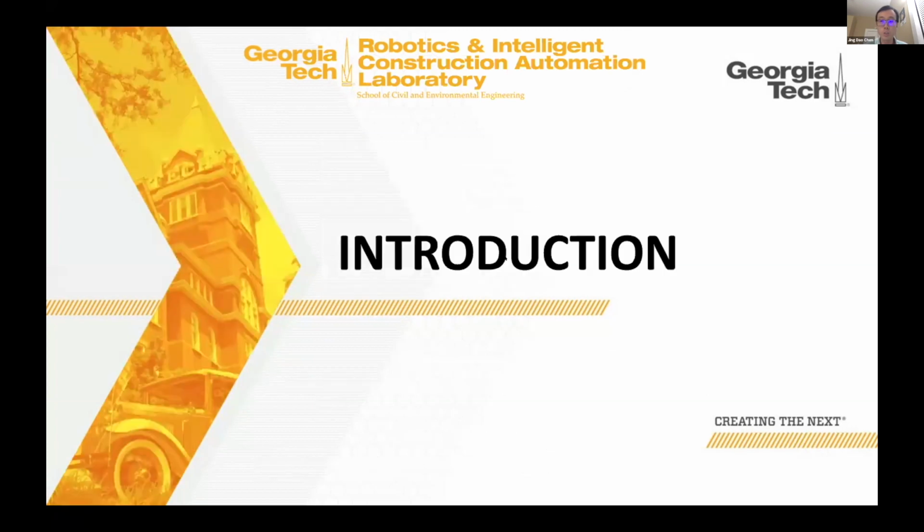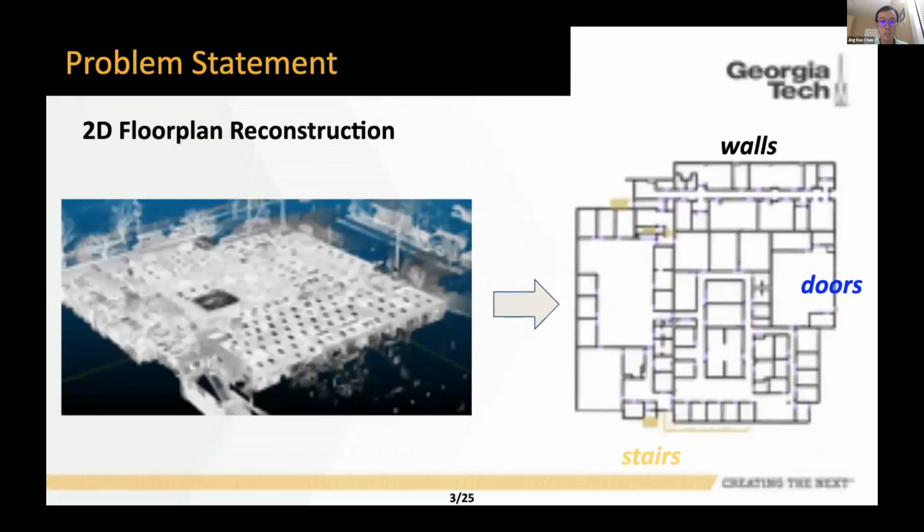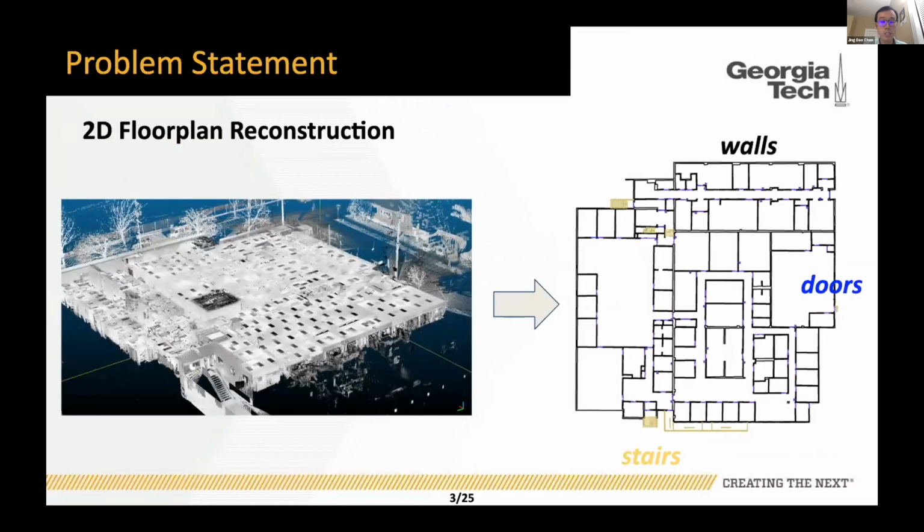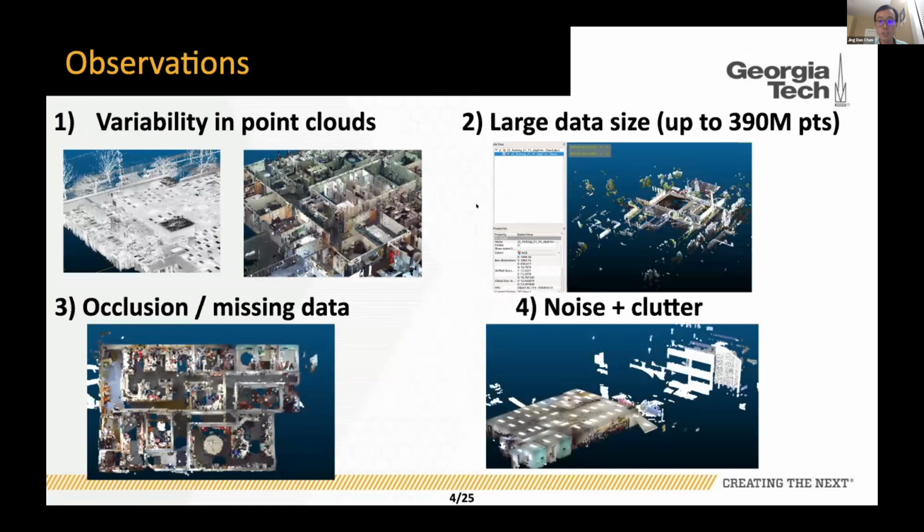First, I'd like to go over the problem again. The first challenge in this scan to BIM challenge is 2D floor plan reconstruction. We are given this 3D point cloud, this raw point cloud data, and we're given the task of reconstructing a floor plan from this point cloud. This floor plan will require us to model the walls, doors, and stairs, as you can see in this figure. There are a lot of challenges associated with this problem.